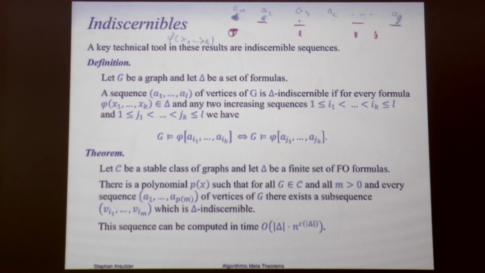And so the theorem you could prove is: if you have a stable class of graphs and a finite set of formulas, then there's a polynomial, and it's surprising that it works. There's a polynomial p(x) such that for every member of your class and every number m, and any sequence of vertices of length p(m), a1 to a_p(m), any vertices you want, you can find a subsequence of length n which is indiscernible with respect to your set delta. So this is like a polynomial Ramsey kind of thing.